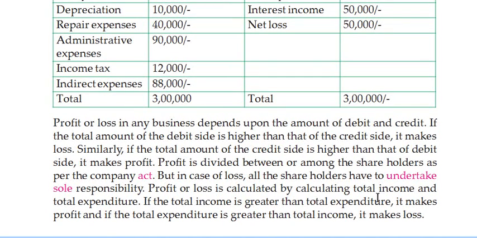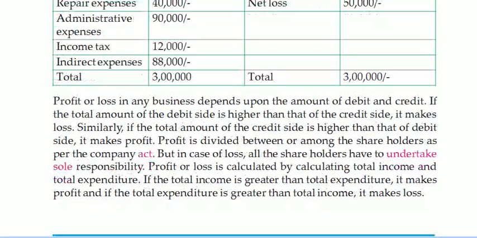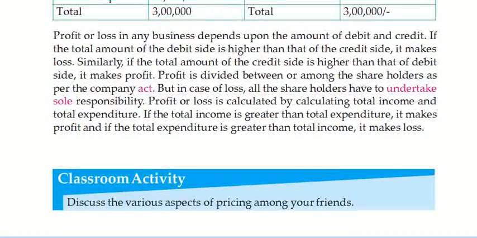Profit or loss account is calculated by calculating the total income and the total expenditure. If the total income is greater than the total expenditure, it makes a profit. If the total expenditure is greater than the total income, then it makes a loss. As we have said, so this is about the profit and loss account.